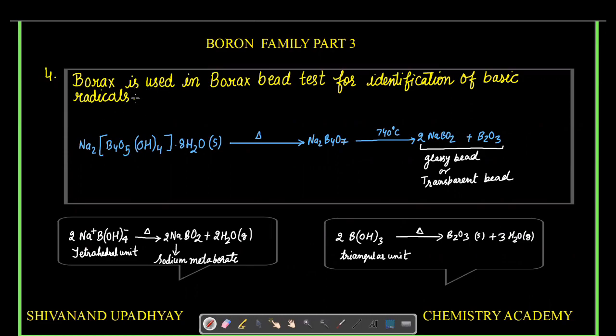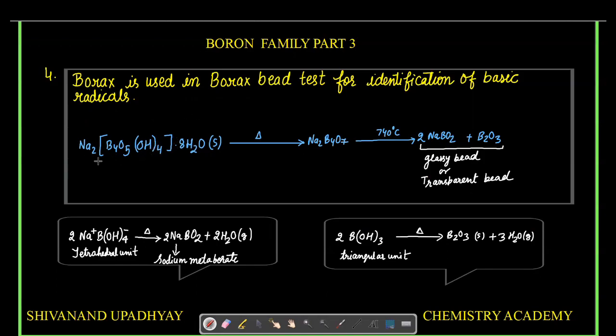So this is a very important test. Borax bead test we will study in salt analysis, but here there is an introduction to it. Borax is Na2B4O5(OH)4·8H2O, where 8H2O is the water of crystallization. When we heat this strongly, all the hydrogen atoms and some of the oxygen atoms will combine in the form of water molecules and go outside the system.